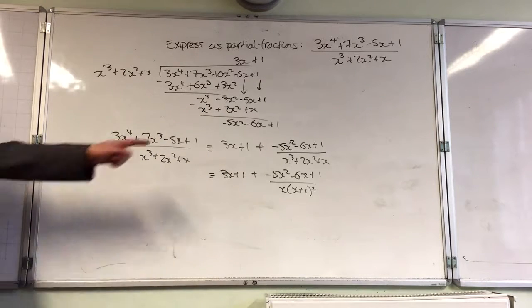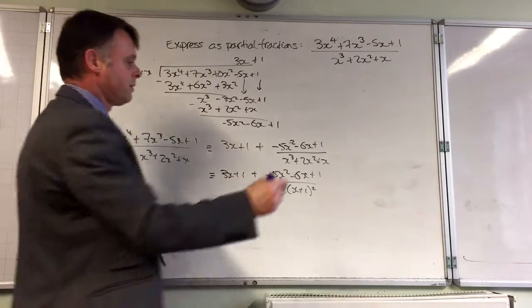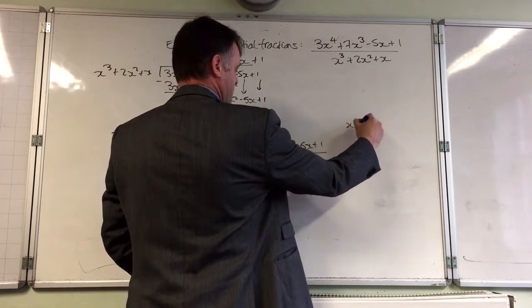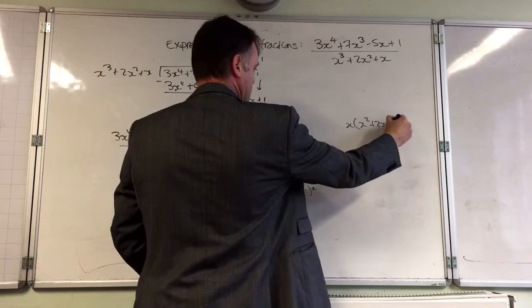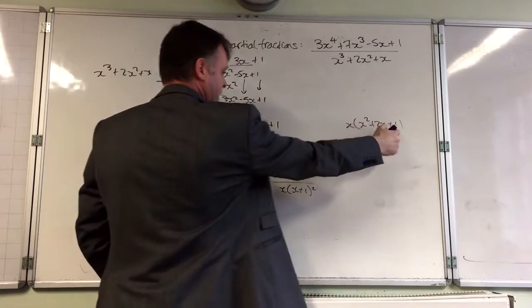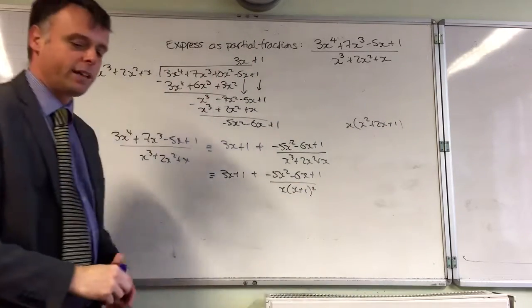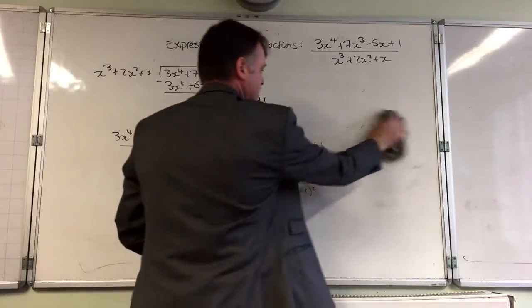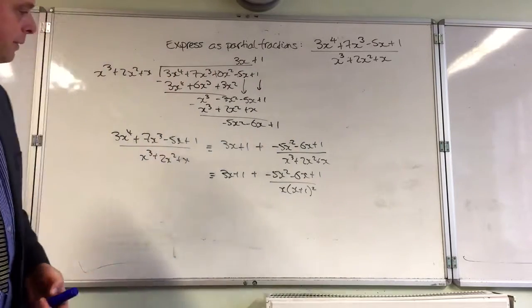But in case you can't see why this is the same as this, firstly, this has got a factor of x, which is x squared plus 2x plus 1. And then the factorisation of this is x plus 1 squared. And once we got to this point, we can now do the partial fractions like we did previously.